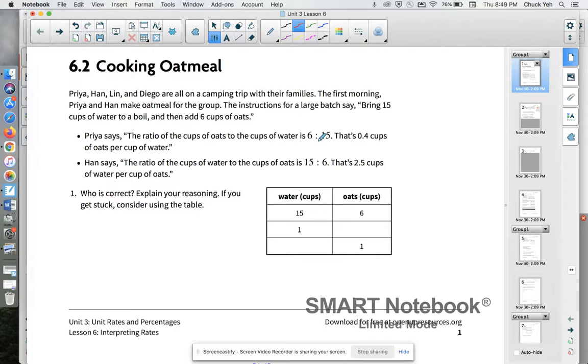They're saying that Priya is saying that there's 0.4 cups of oats per cup of water. Han said that's 2.5 cups of water per cup of oats. All right, so I'm going to use the table. I would draw this table out in your notebook. Okay, so I want to find out what this missing number is. So I'm going to cross multiply 1 times 6, and that is 6. And then I'm going to divide. Cross multiply and divide. And then I'm going to divide 6 into 15.